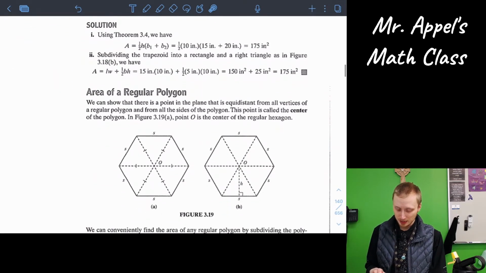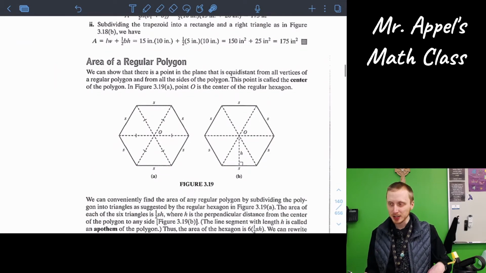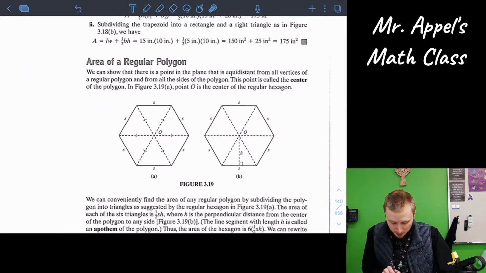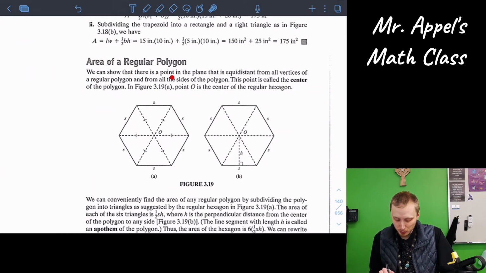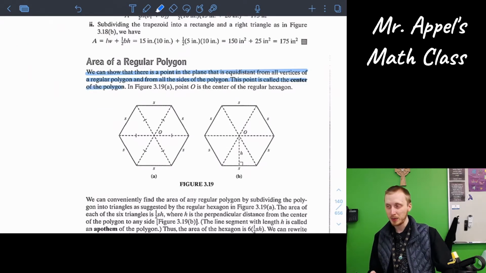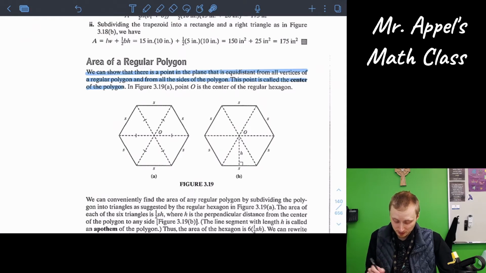How about a regular polygon? Not just a hexagon, as we can clearly see here, but any regular polygon. We can show that there is a point in the plane that is equidistant from all vertices of a regular polygon and from all the sides of the polygon. This point is called the center of the polygon. Ooh, that's good, because we've had centers of circles before, but we haven't officially had the center of a polygon, but it absolutely makes perfect sense to exist.